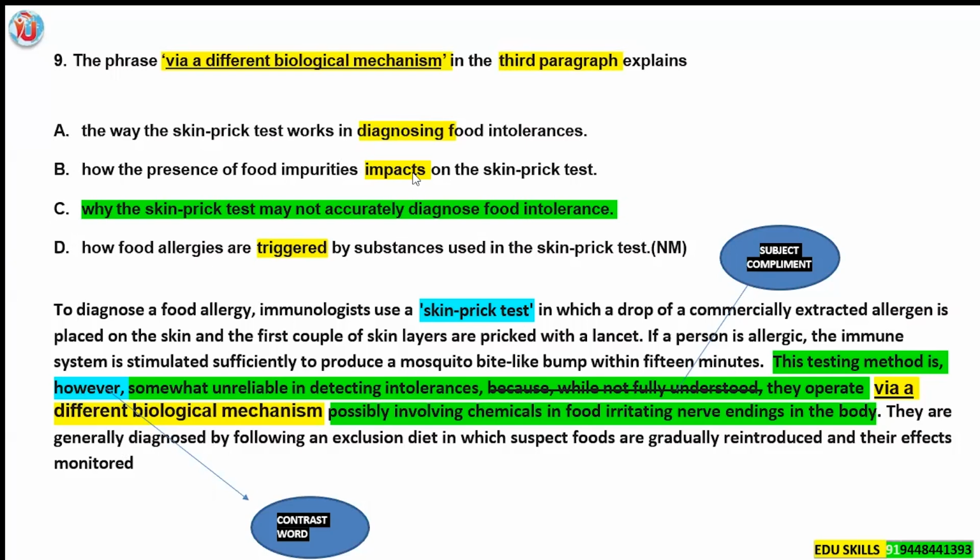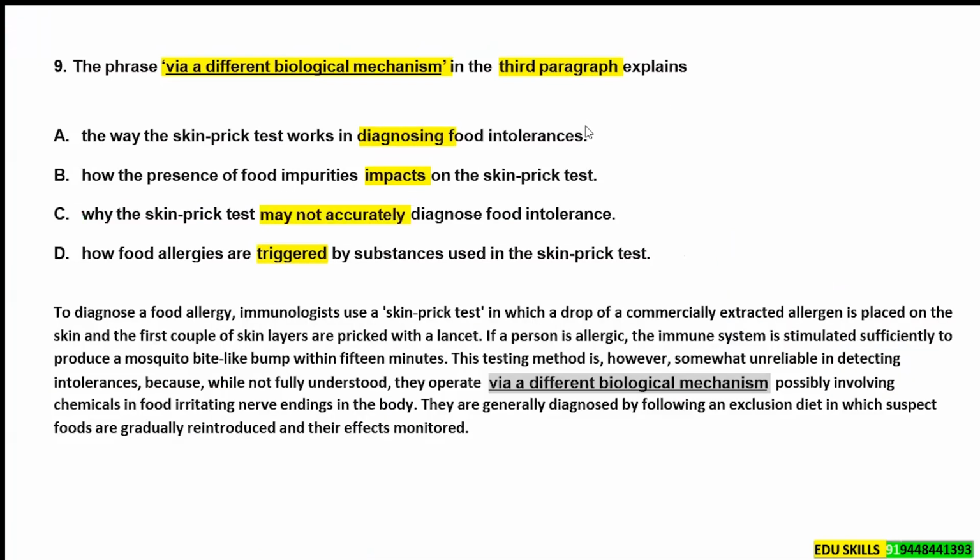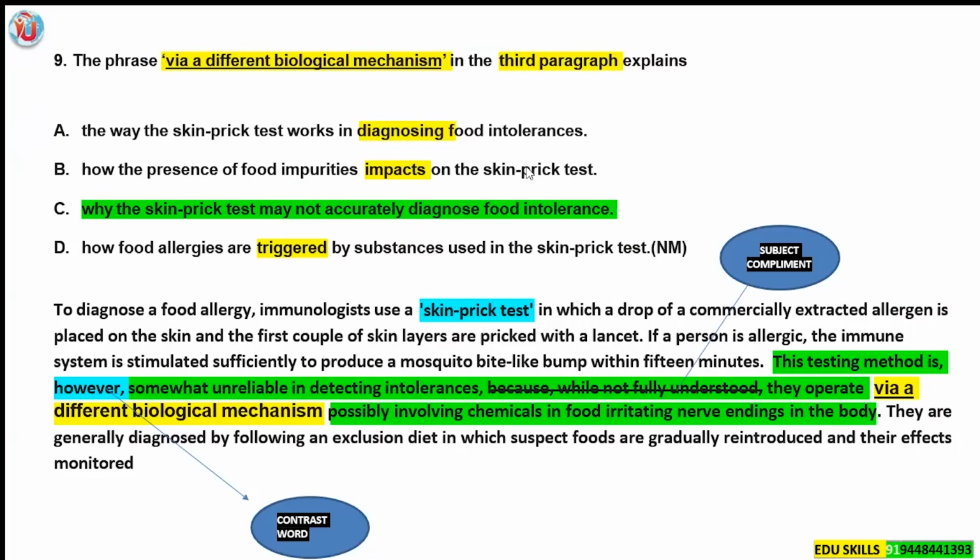Next, answer options we need not see because it's a lexical question, but ഞാൻ ഒന്ന് explain ചെയ്യാം. Answer option A, the way the skin prick test works in diagnosing food intolerance. അതല്ല ഈ ഒരു ഫ്രേസിന്റെ മീനിങ് ആണ് ചോദിക്കുന്നത്. What is this phrase? That is via a different biological mechanism in the third paragraph explains. So it is not the same. So നമ്മൾ eliminate ചെയ്യാണ്. Next, answer option B, how the presence of food impurities impacts on the skin prick test. So it is not the same.